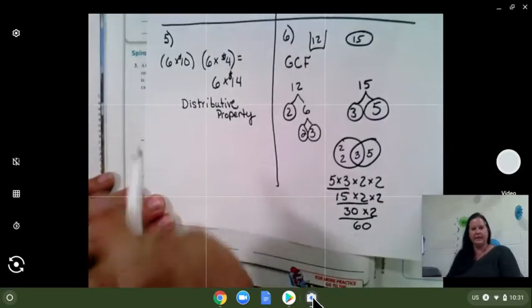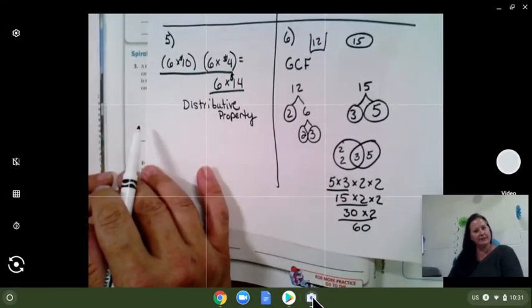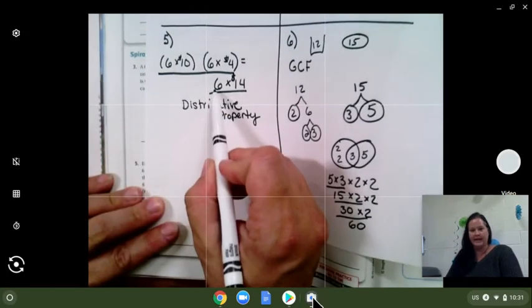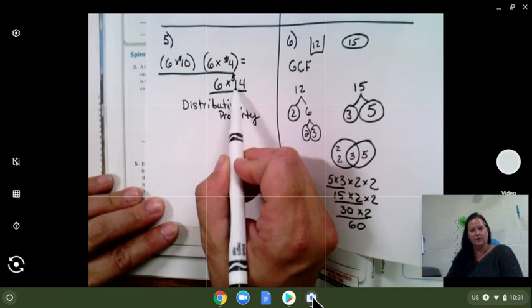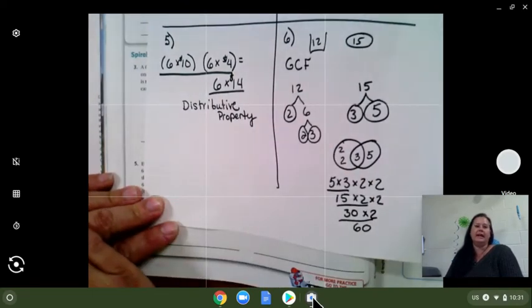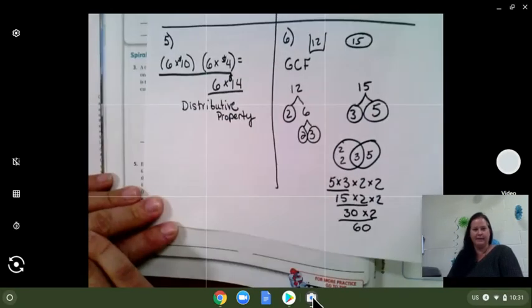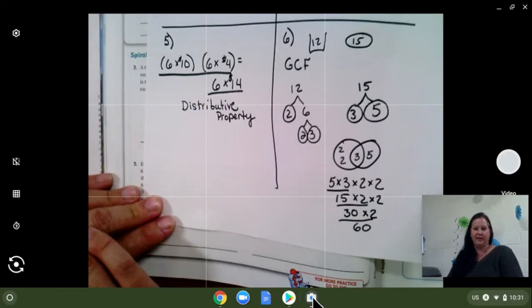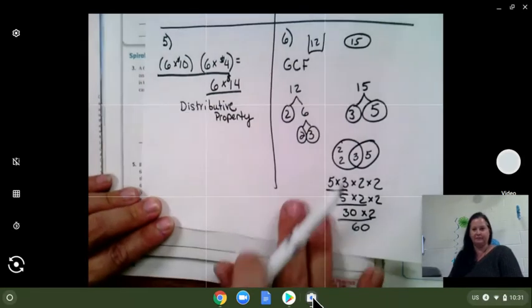Okay, the next question, they give you this in the problem and they ask what property is being used. Remember, when you take a number and multiply it times the tens digit and then multiply it times the ones digit, that is distributing the 6 across those digits, and that's what's happening here. So that's called the distributive property. And if you don't have that one, that's okay. It's probably been a while since you heard it. Go ahead and just write that down.